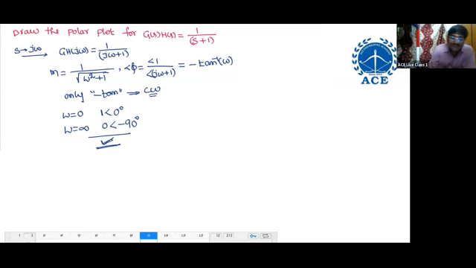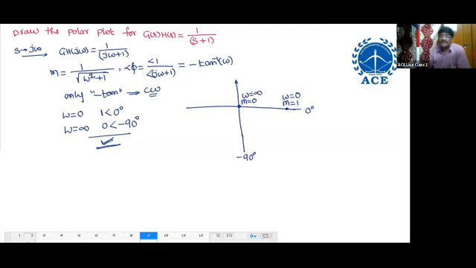Now draw the plot. Where does it start? 0 degrees. What is the magnitude at 0 degrees? 1. Where does it end? Minus 90 degrees. What is the magnitude here? 0, omega is infinity. Omega 0, magnitude 1. Omega infinity, magnitude 0.